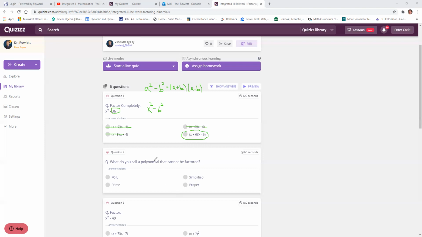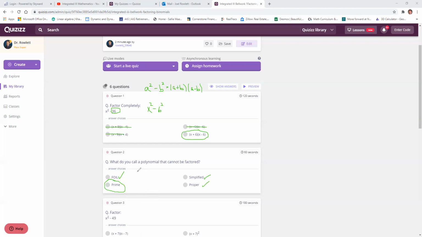Number 2, what do you call a polynomial that cannot be factored? Well, let's look at the options. The FOIL method is what we use to multiply binomials together. First, outside, inside, last. So that's not correct. A polynomial that cannot be factored is not necessarily simplified, so that's not correct. Proper is not correct. So if you cannot factor it, then it is prime. A polynomial that cannot be factored would be prime.